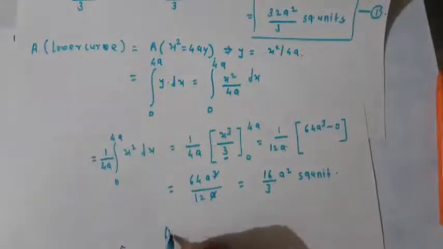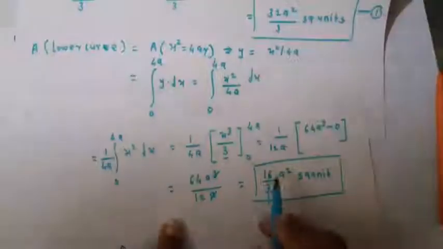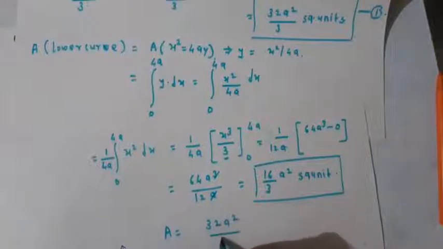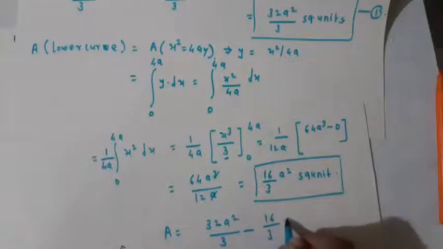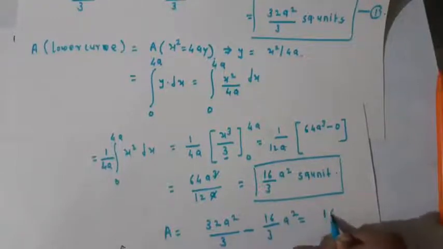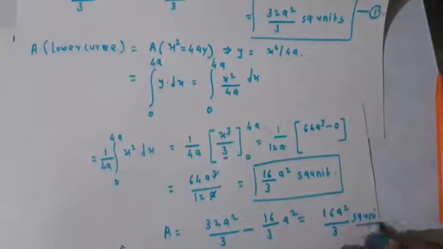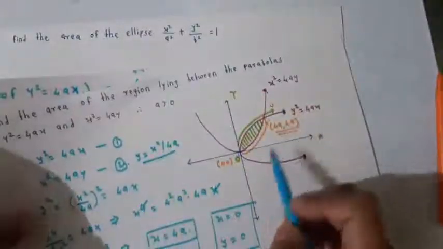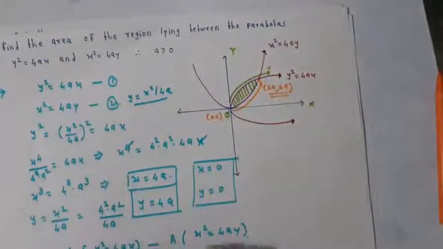So the required area equals the area of the upper curve minus the area of the lower curve. The area of the upper curve is 32 a square upon 3, minus the area of the lower curve, which is 16 upon 3 a square, and the required area is 16 a square upon 3 square units. In this way we have found out the area under the curve. Okay, so the remaining problems we will continue in the next video.